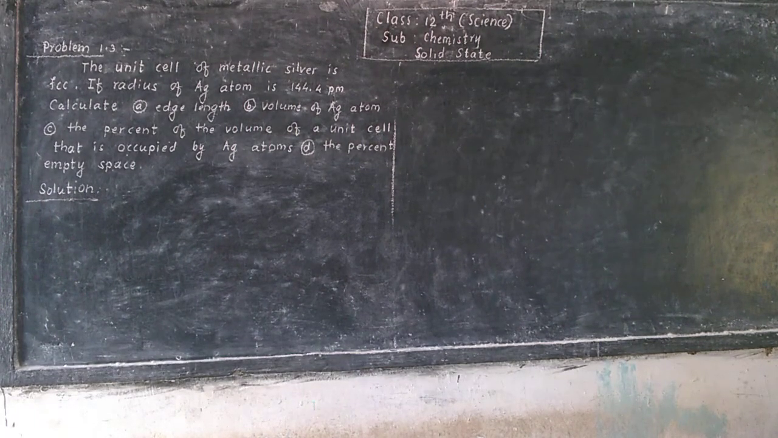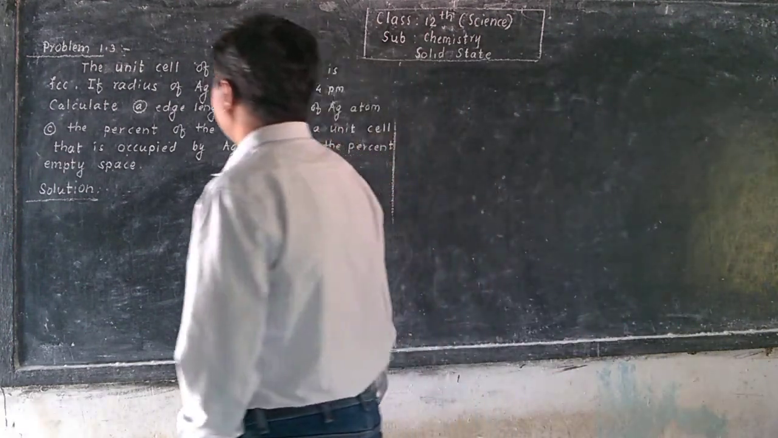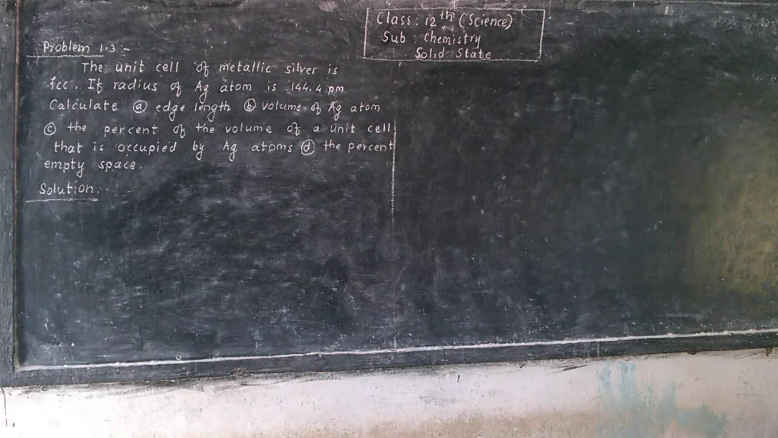So here one problem is given from textbook, problem number 1.3. The unit cell of metallic silver is FCC. If the radius of silver atom is 144.4 picometer, calculate the edge length, the volume of silver atom, then A, the percent of volume of a unit cell that is occupied by silver atom, and B, the percent empty space.